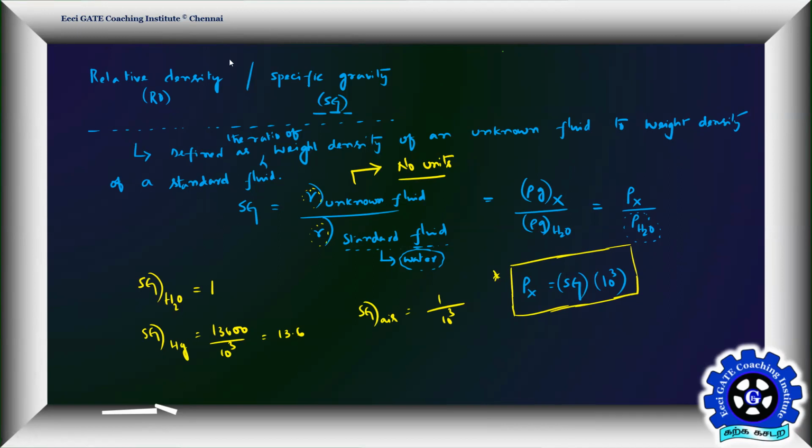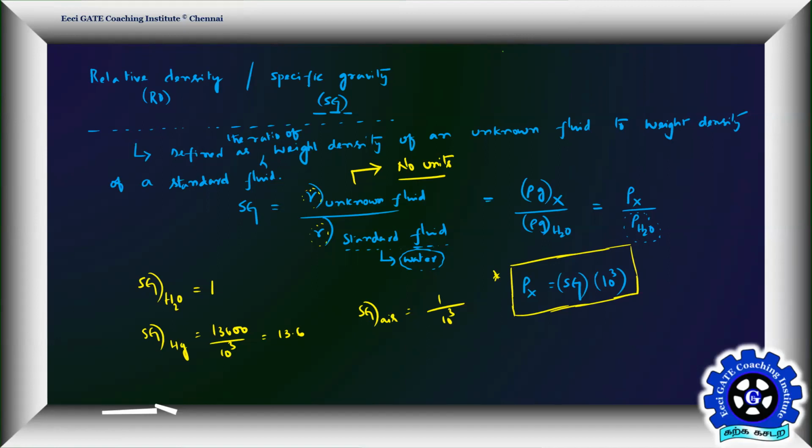Specific gravity of air, it should be divided by each. It should be divided by 1 by 1. How does it become 10 power 3? Water is 1000. We know for air it is 1. Yeah, the standard fluid is defined as: for liquid it is water, for gases it is air. That again comes in the kind of context.